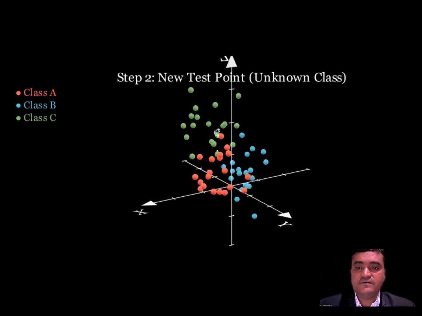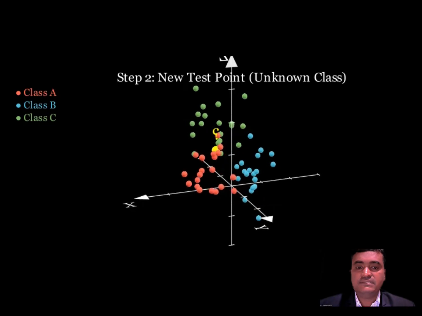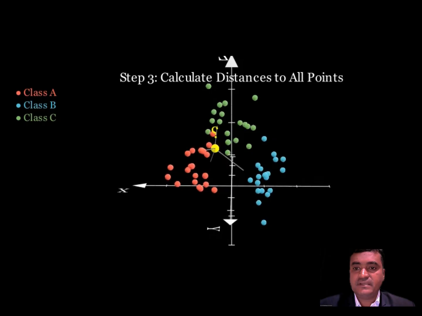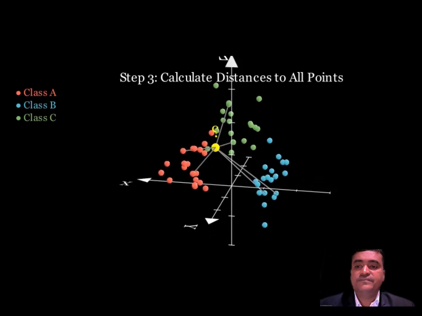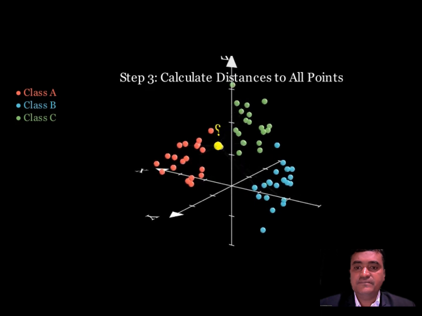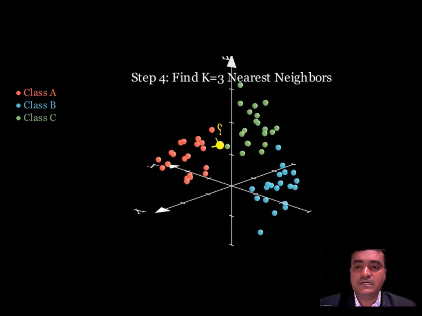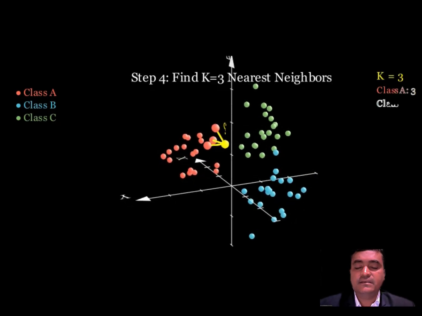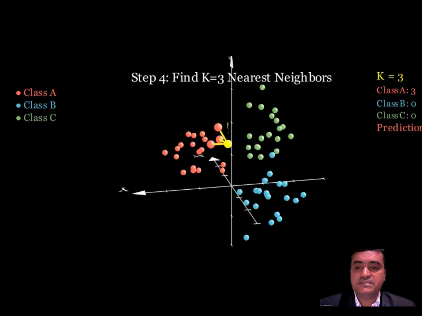But instead of a physical room, we work in a mathematical space where each dimension represents a different characteristic or feature of our data. This animation will take you through every step of how this algorithm makes decisions, and by the end you will have a complete picture of K nearest neighbor.